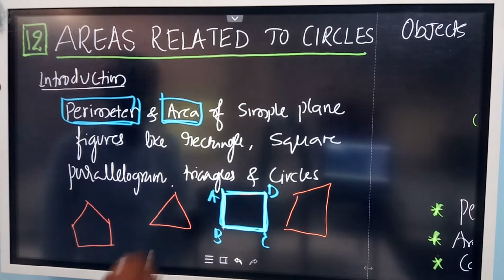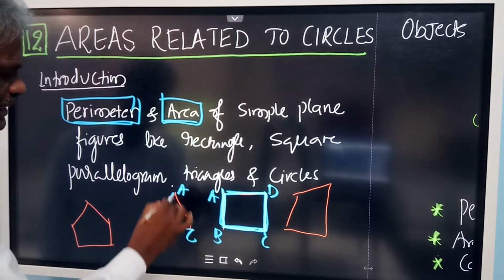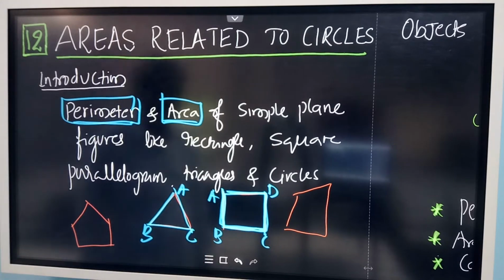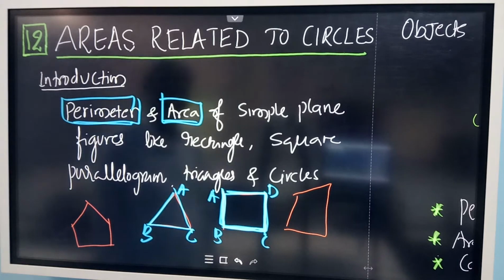you the perimeter. Suppose ABC is a triangle, what is its perimeter? AB plus BC plus AC, the sum of all three sides. Here, the sum of all four sides. A pentagon means the sum of the lengths of all five sides. That is its perimeter. The distance around this closed figure is called the perimeter.